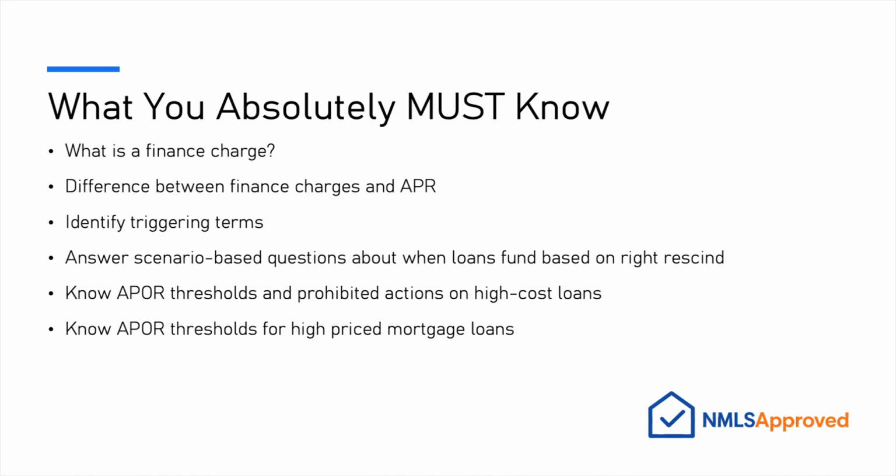Be able to answer scenario-based questions about when a loan would fund based on right to rescind rules. Know the APOR thresholds and prohibited actions on high-cost loans. Know those same thresholds for higher-priced loans. So make sure you know that high-cost loans can't be refinanced within 1 year. Make sure you know that high-cost loans must have HUD-approved counseling. Make sure you know about that high-cost loan disclosure. Make sure you know that high-priced mortgage loans have a lower bar. It's as easy as 1, 2, 3, 1.5, 2.5, 3.5. Make sure you know that high-priced mortgage loans must have an escrow account established.